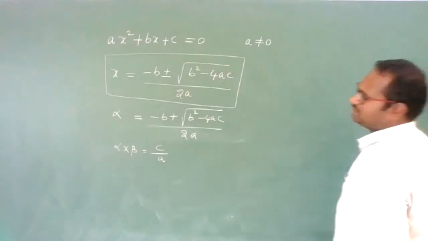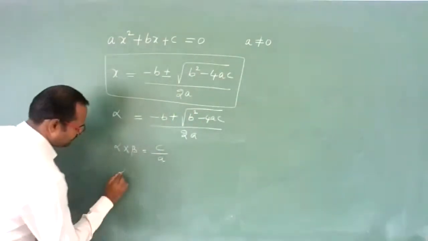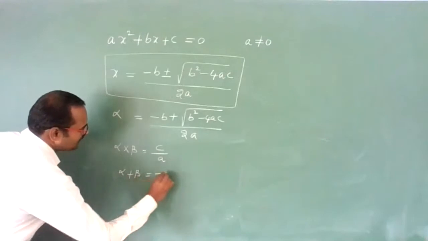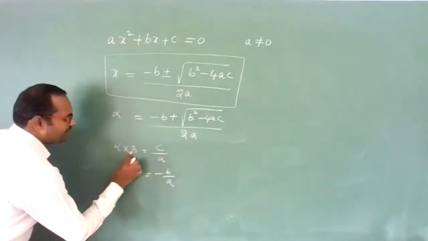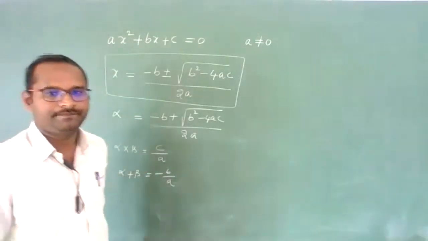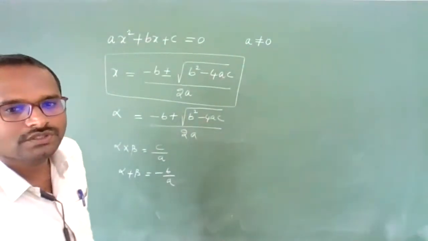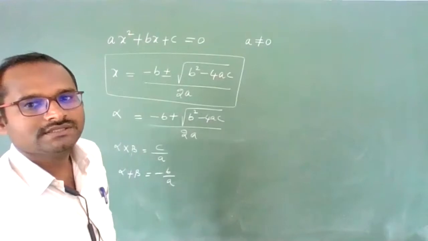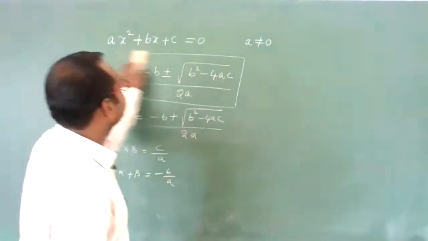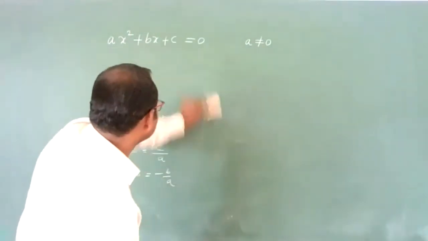However, this means alpha plus beta is equal to minus b by a, and alpha into beta is c by a. Clear? Just remember all these points. Okay, students, now let us take one example and see how to solve this.